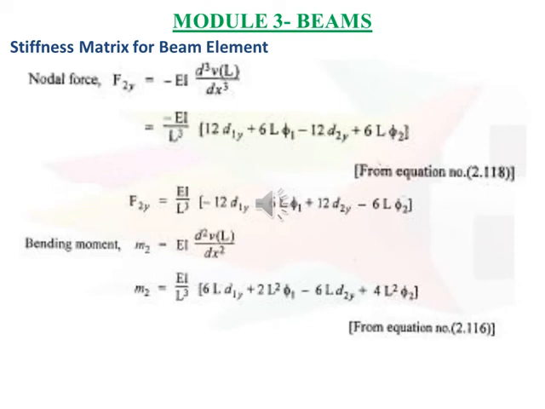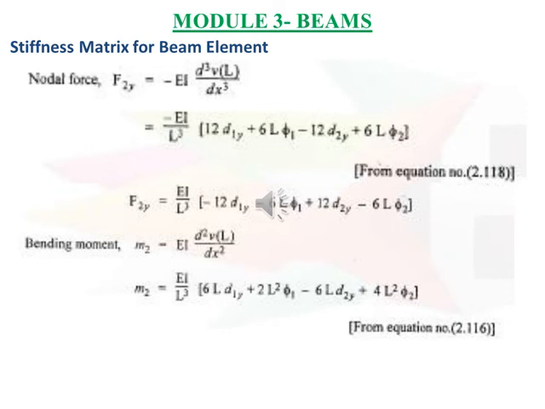So the nodal force F of 2y is equal to minus EI into d cube mu of L divided by dx cube. So from equation 2.118 I can rewrite it as minus EI by L cube into 12 d1y plus 6L phi 1 minus 12 d2y plus 6L phi 2. So F of 2y is equal to EI by L cube into minus 12 d1y minus 6L phi 1 plus 12 d2y minus 6L phi 2.